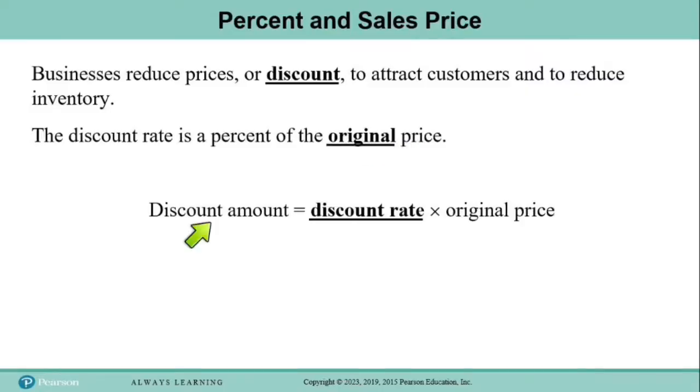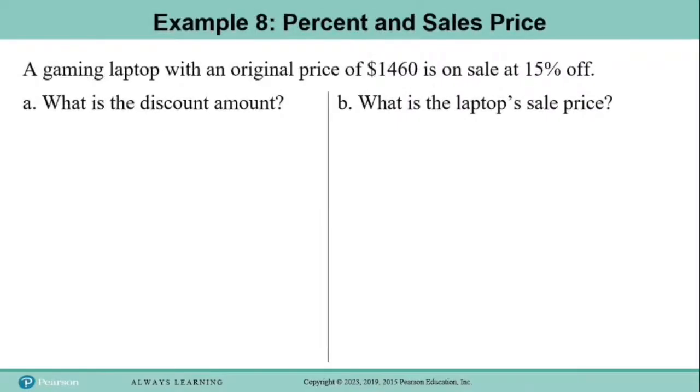So the discount amount is going to be the discount rate times the original price, just like the sales tax amount was the sales tax rate times the price. So here is example 8, and it says a gaming laptop with an original price of $1,460 is on sale at 15% off. What is the discount amount?